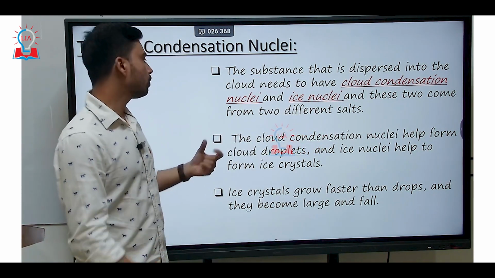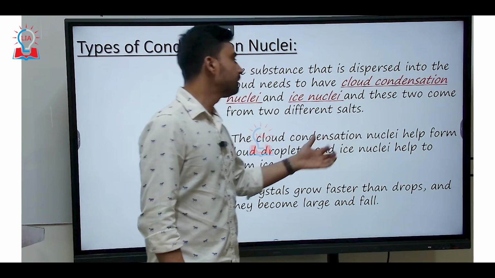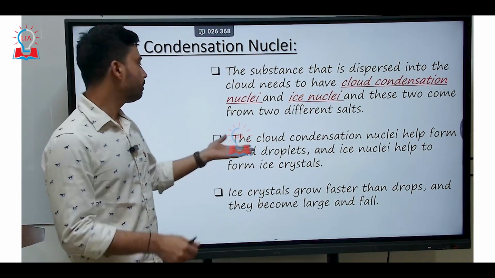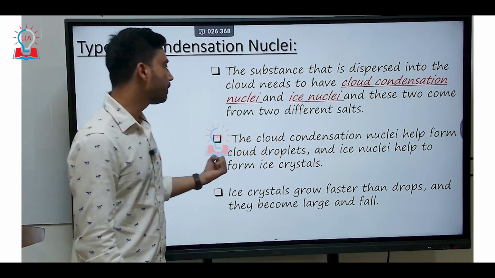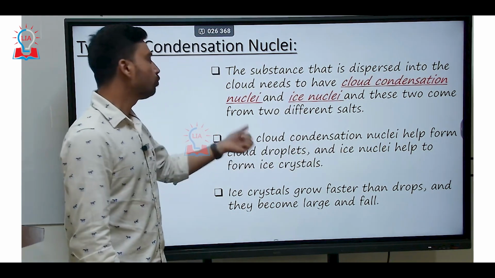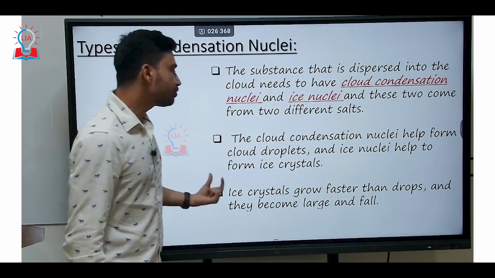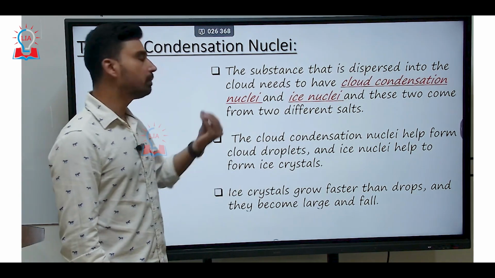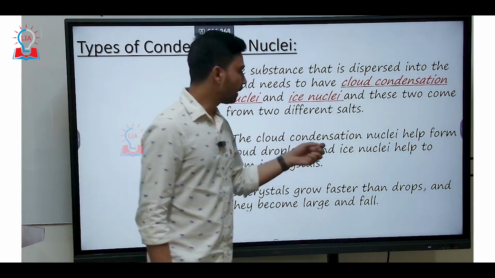For example, cloud condensation nuclei are the nuclei which help form the cloud droplets, and ice nuclei help to form the ice crystals. So ice crystals grow faster than drops and they become larger, and gravity pulls them down and thus they fall down.